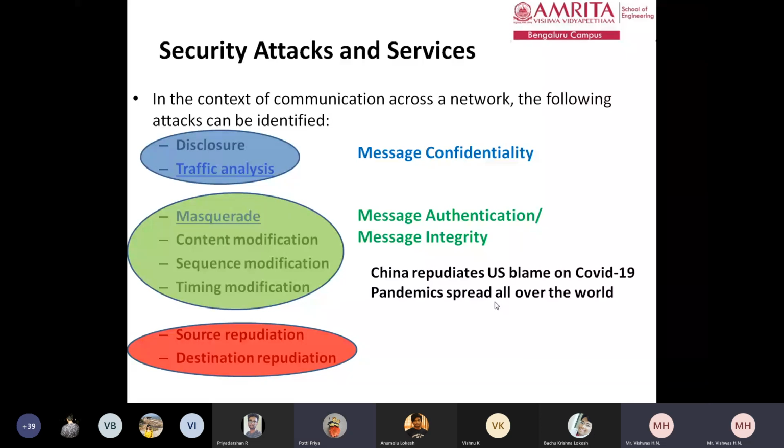So basically, source repudiation and destination repudiation mean denial of truth. You send, but you claim that you have not sent. Or somebody sends and you claim you have sent. We will see some real-time examples through this chapter. What I'm telling you is that repudiation is basically a problem associated with authentication. That's what you have to understand here.